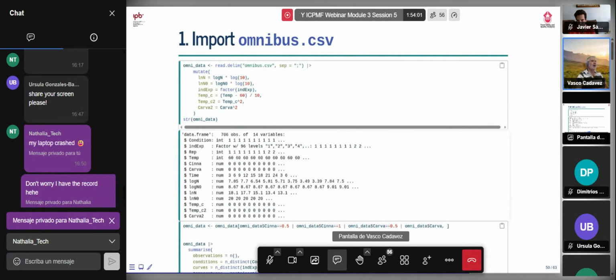Okay, so we have a data set that I named omnibus.csv. So the first thing I need to do, I import the data set, and I do some mutation to the data.